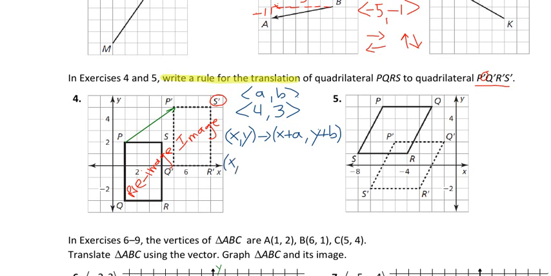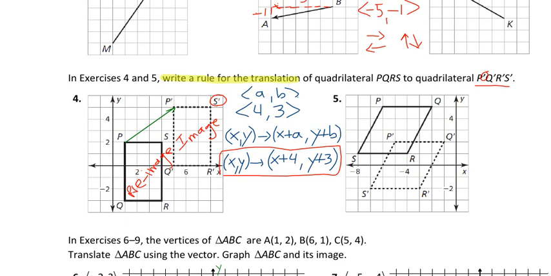Each point (x, y) changes to (x plus 4, because our 4 is positive. If this was negative, then we would have negative here. And then y plus 3, because our 3 is positive. If this was negative, this would be negative here. But since it is positive, we have positive 3 over there. So this is our answer. That is writing the rule of the translation.